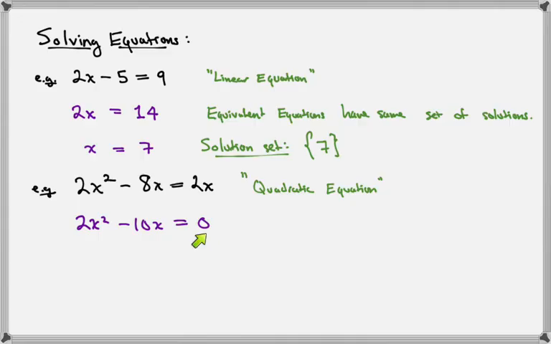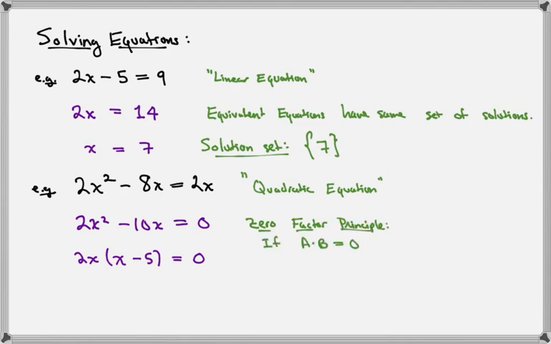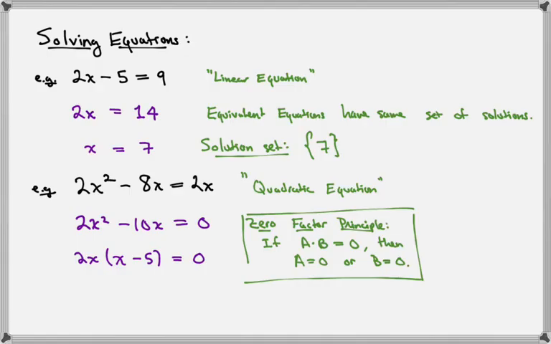Now I have 0 on the right-hand side, and that's a good sign that you should try to factor the left-hand side. In this case, I can take a 2x out of both terms, and I'll be left with x minus 5. That's equal to 0. And we're now going to take advantage of what's called the zero factor principle. And this says that if you're multiplying two numbers together, I'll call them a and b, and you get a product of 0, then it must be that either a or b itself is 0. And we're going to apply that to the two factors of my expression. It must be that 2 times x is equal to 0, or it must be that x minus 5 is equal to 0.